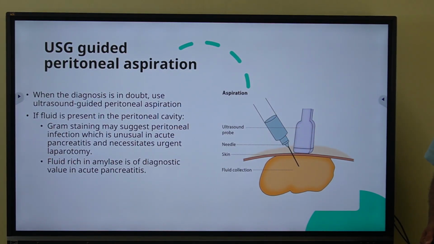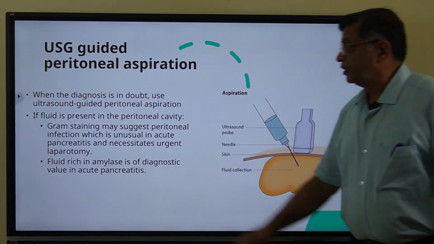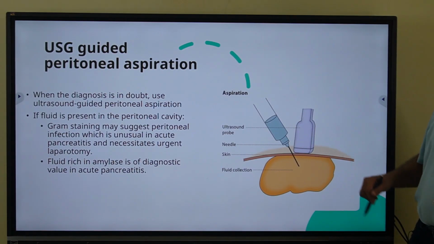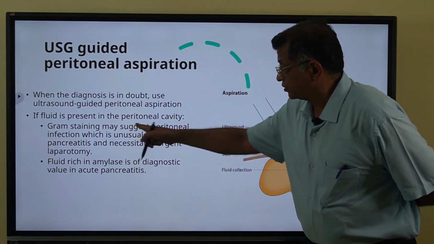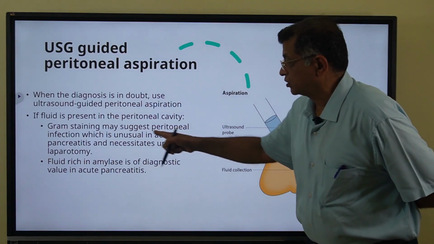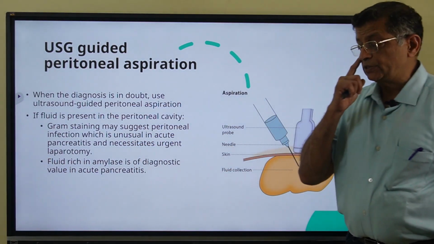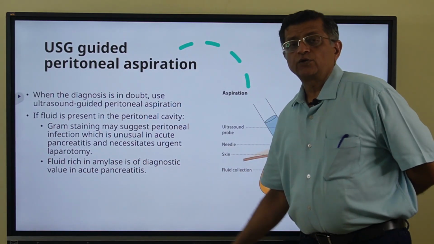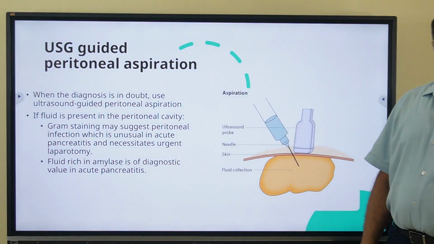When the dilemma persists, when the patient is presenting like acute abdomen, when in doubt, you can use ultrasound guided peritoneal aspiration. If the fluid gram stain suggests bacteria, or if the bacterial counts are raised, it is unlikely that the patient has pancreatitis. But if the fluid is rich in amylase, it could be of help in diagnosing acute pancreatitis.